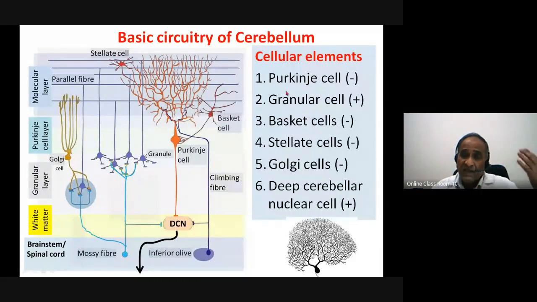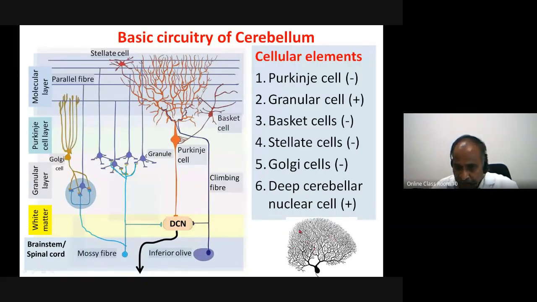Of course, there may be many more glial cells, which we are not including. Only the neuronal cell types are included. So they are the Purkinje cell. This is the Purkinje cell. You can see that this is the cell body, this is the dendritic tree, and this is the axon reaching to the deep cerebellar nucleus. So this is one Purkinje cell.